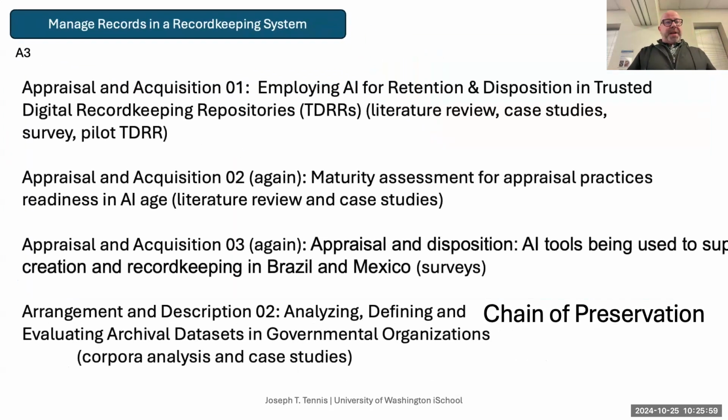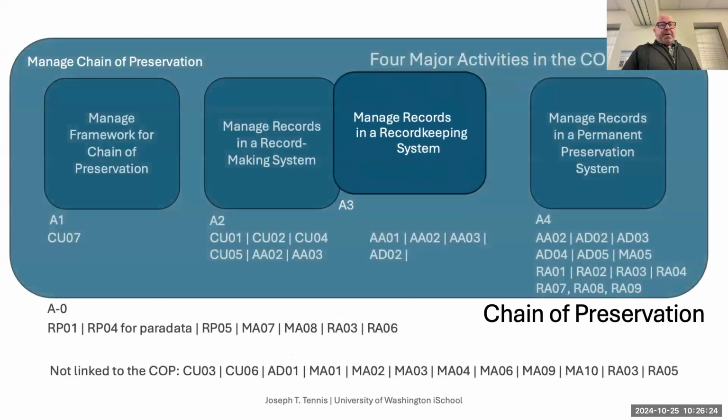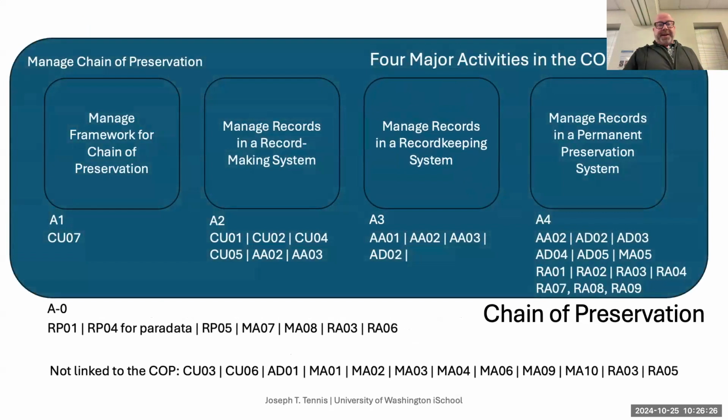And then when we go into record keeping systems, we have appraisal and acquisition again, and then we have a little bit of arrangement and description there as well, defining and evaluating archival databases in government organizations. It's a corpora analysis of what's actually out there, and some case studies. Again, we see literature reviews and surveys and case studies as the main method of getting at these studies.